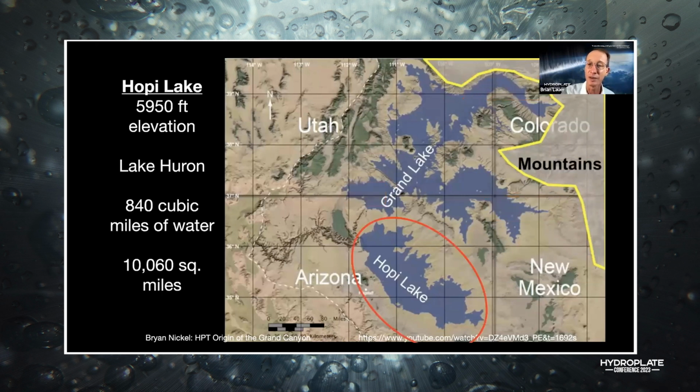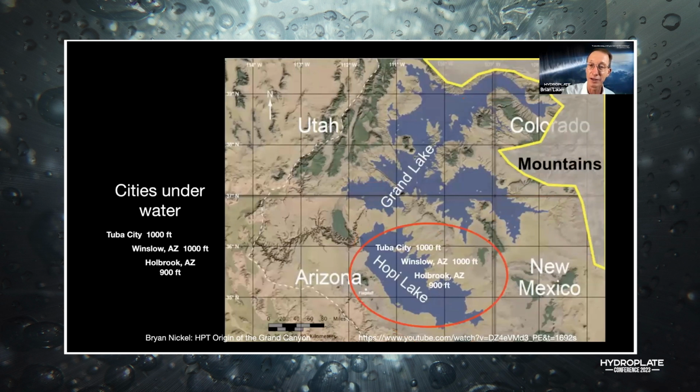Okay. And then you got Hopi Lake down there, about the size of Lake Huron, 840 cubic miles of water. And you go look at those cities, Tuba City would have 1,000 feet on it. Winslow would have 1,000 feet, and Holbrook would have 1,000 feet. Holbrook or Holbrook? Somebody corrected me last time.